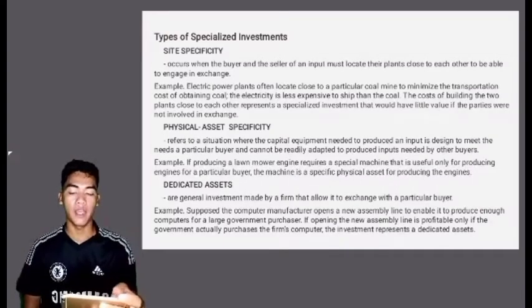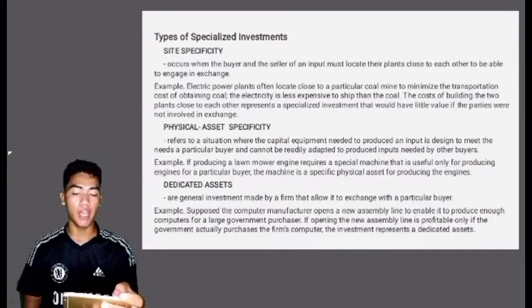Dedicated assets are general investments made by a firm that allow it to exchange with a particular buyer. For example, suppose a computer manufacturer opens a new assembly line to enable it to produce enough computers for a large government purchaser. Opening the new assembly line is profitable only if the government actually purchases the firm's computers. The investment represents a dedicated asset.